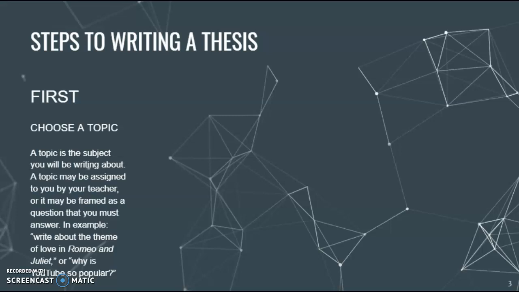Steps to writing a thesis. So first, you have to choose a topic. A topic is the subject you will be writing about. A topic may be assigned to you by your teacher, or it may be framed as a question that you must answer. An example: write about the theme of love in Romeo and Juliet. So that would be a topic assigned to you.